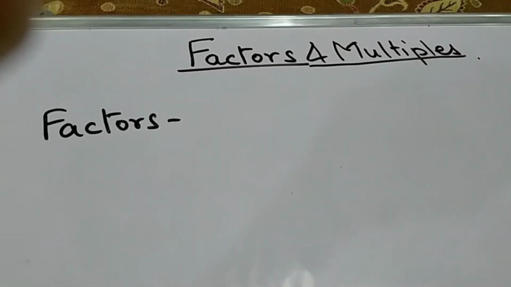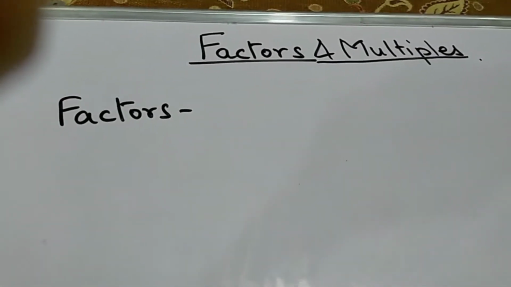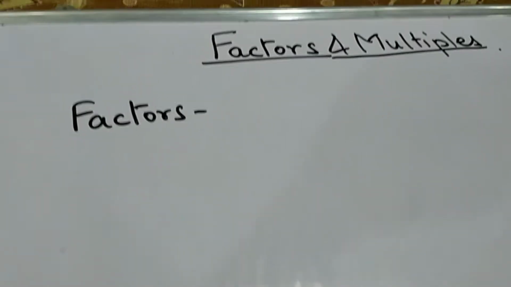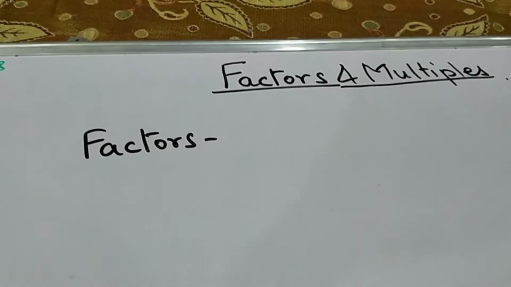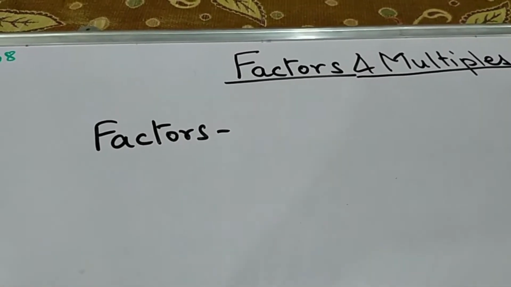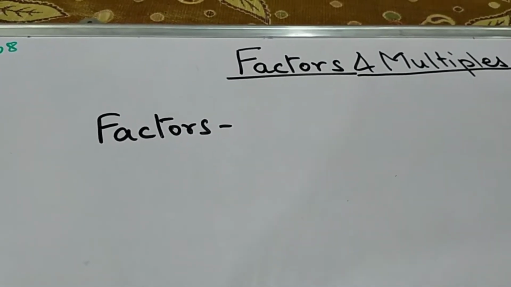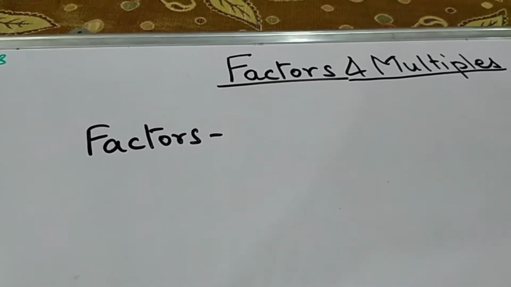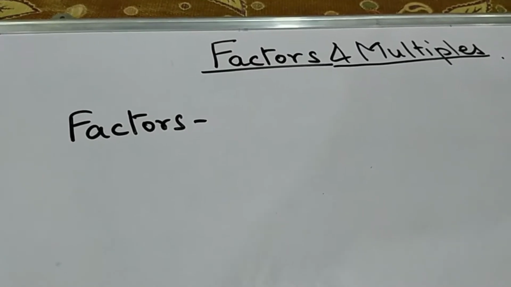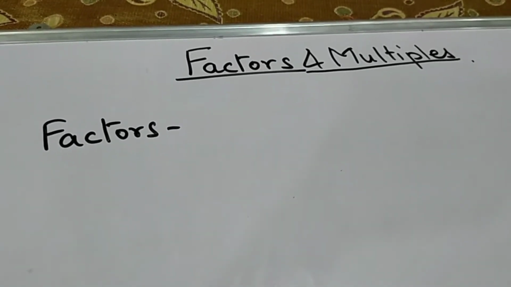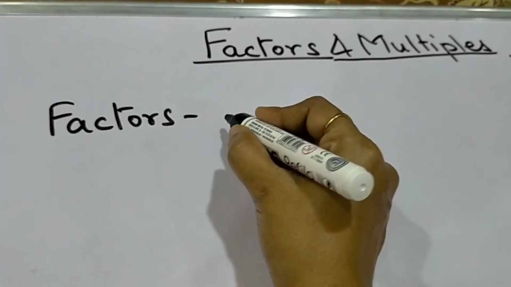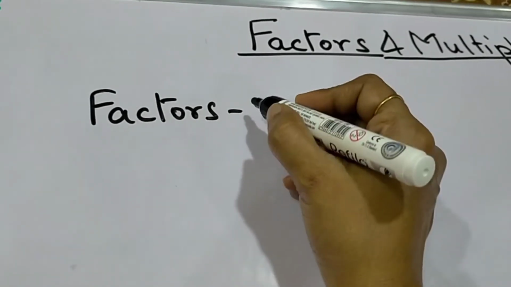Next topic is factors and multiples. Exercise 3.4 is based on these concepts only. So factors, what do you mean by factors? Suppose I say find the factors of 4, so we have to find the numbers in which 4 comes. हमको ऐसे tables देखना है जिसमें 4 आता है. So factors of 4.